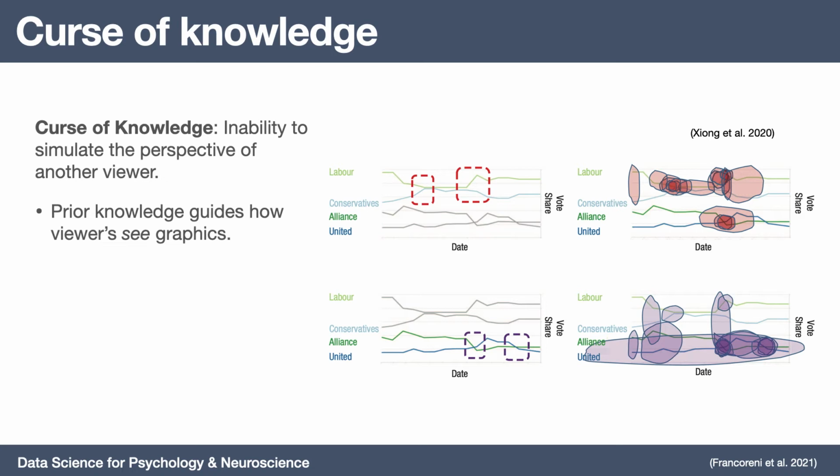So the top row shows one group of subjects who were told a story specifically about the Labor and Conservative parties at specific dates in this timeline. The bottom row shows the same data, same pattern of data, but the story talks about the Alliance and United parties. So it's the same visual data. It's just that one group hears about one set of parties, the Labor and Conservatives, the other hears a story about Alliance versus United. On the right, what you're seeing are graphs of where participants are fixating on the graphs.